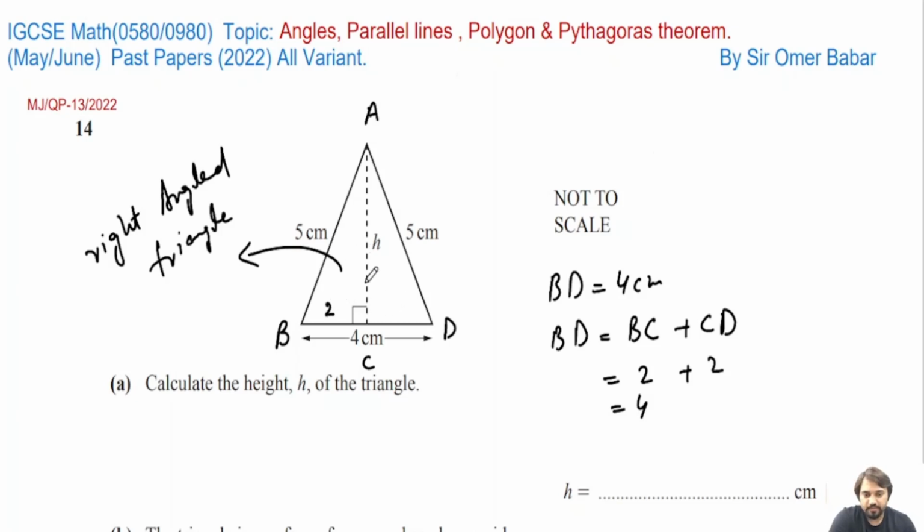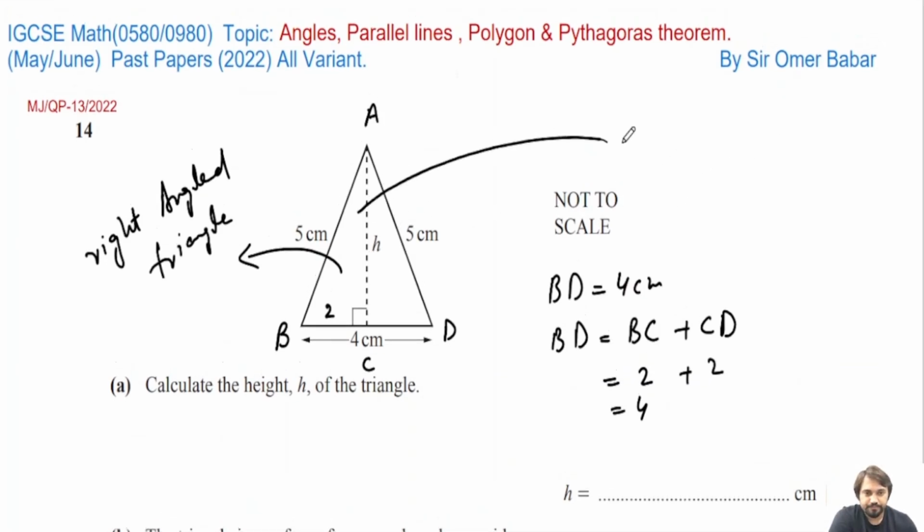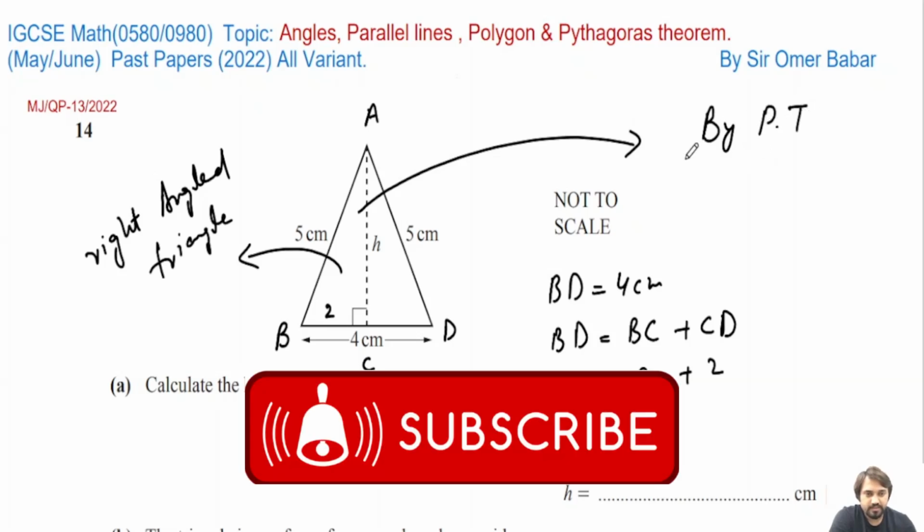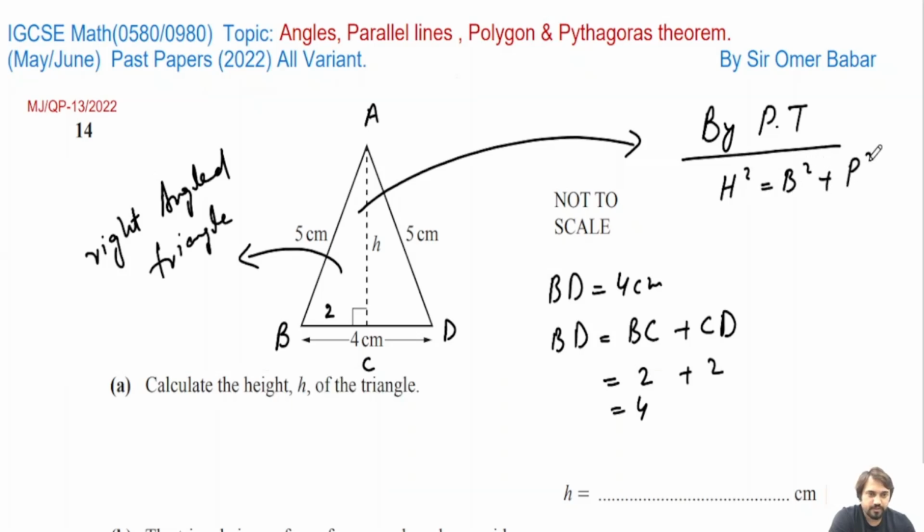Now we are going to apply the Pythagoras theorem here. By Pythagoras theorem, hypotenuse square is equal to base square plus perpendicular square. Now putting the values, hypotenuse is 5 centimeters, opposite to the 90 degree angle. This one is the 90 degree angle, opposite to this one is the hypotenuse. So our hypotenuse is 5. 5 square is equal to base BC, which is 2, so 2 square, plus perpendicular, this height AC, is the height or perpendicular.